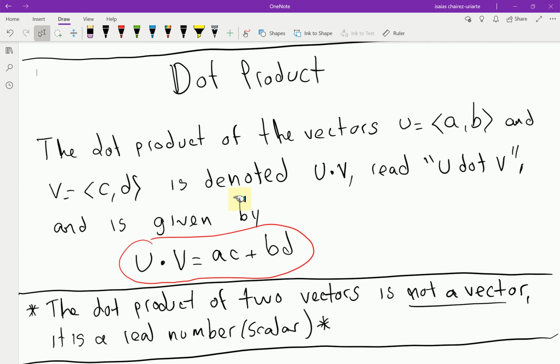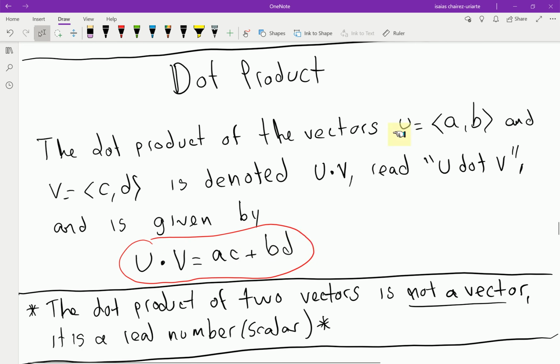Now we have a new operation of vectors. It's called the dot product. Let me just give you the definition right now. The dot product of the vector u and the vector v is denoted u dot v, and it's given by u dot v equals ac plus bd.